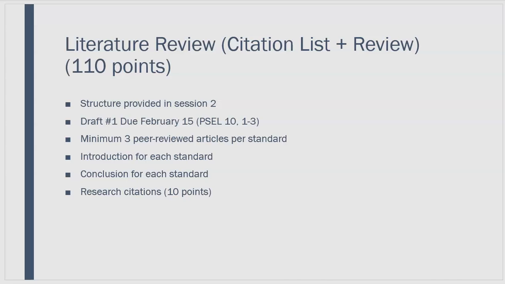So just a reminder, the literature review itself is worth 100 points, another 10 points for the research citations. You must have a minimum of 3 peer-reviewed articles per standard. It's written in APA format. You'll do a quick introduction for each standard and a conclusion for each standard, as well as an overall introduction and conclusion for the literature review itself. We are here in session 2. That's the work that I'm providing you.